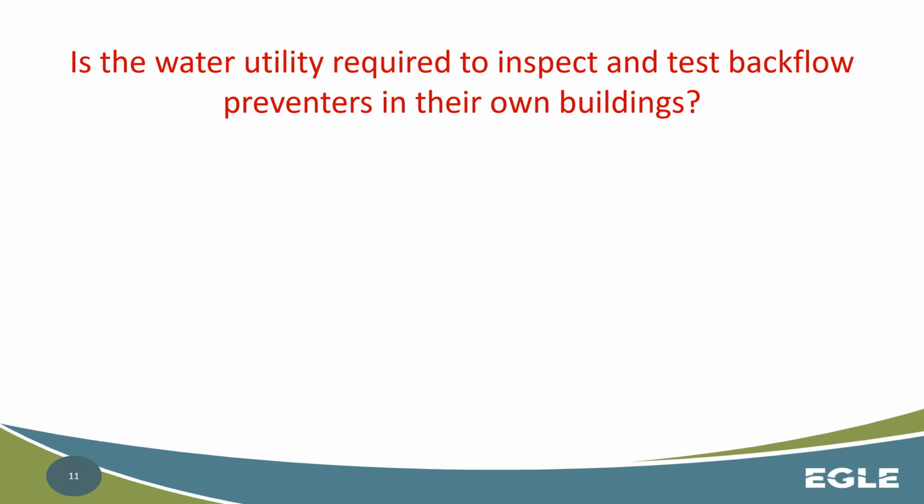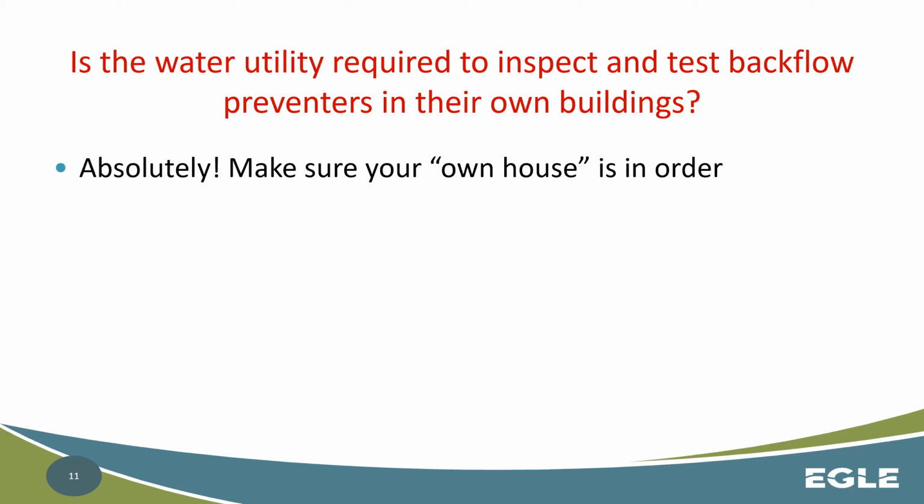All right. Is the water utility required to inspect and test backflow preventers in their own buildings? Absolutely. First off, you should be setting the example for your community. Every municipal building, lift stations, pump houses, you name it, your water plant, your wastewater plant, office buildings, town hall, whatever, anything that is city owned or municipal owned, you should be the first and foremost person within your community to be on the up and up with your cross connections, right? It should be inspected at frequency, should be tested at frequency, and act as a role model for your community.